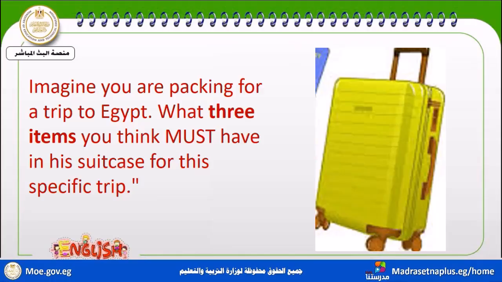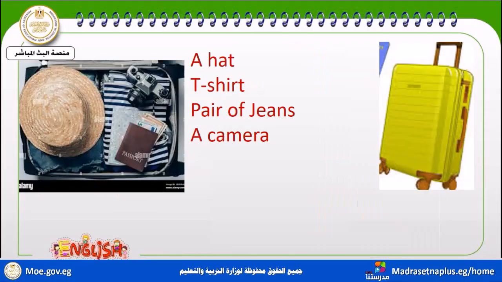So, if you are going to visit Egypt and you are packing a trip for Egypt, would you please mention three important things that you think are a must have in your suitcase? Three things that you cannot go without if you are visiting Egypt. Yes, the most important things when you are visiting Egypt: don't forget to get your camera, your jeans, your t-shirt, and sure your hat.